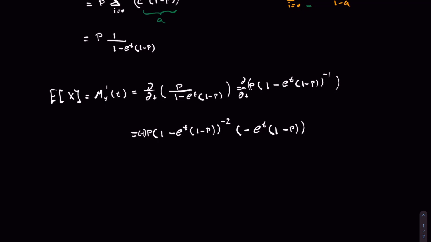Now we just simplify this. We get p times 1 minus e to the t, minus p, squared. And we have two minuses here, and they cancel each other out. And then we're left with e to the t times 1 minus p.